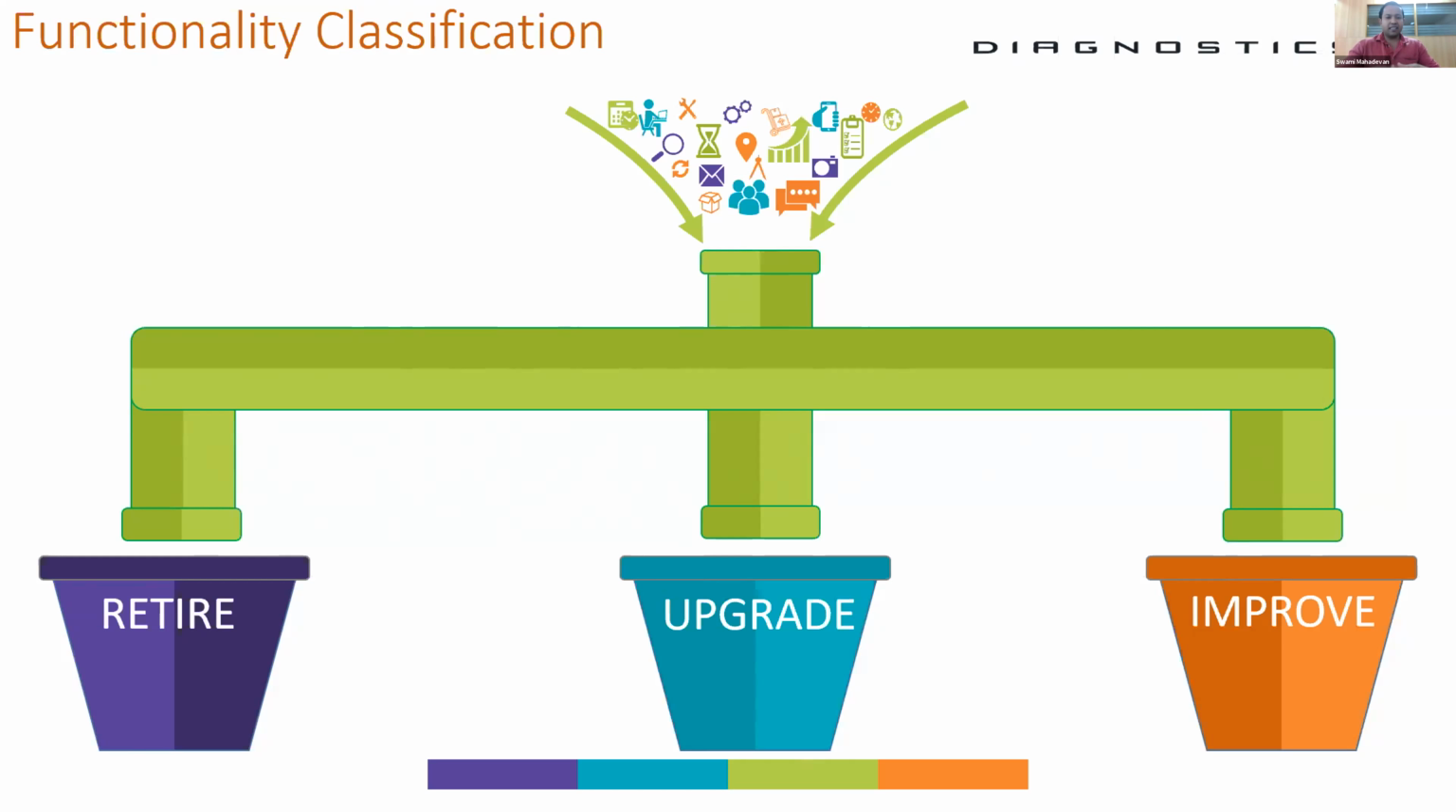So this classification is usually done by having long sessions with users from different departments and classifying functionalities one by one. And since the data that is gathered as part of these sessions is directly from the user experience, it tends to be user biased.